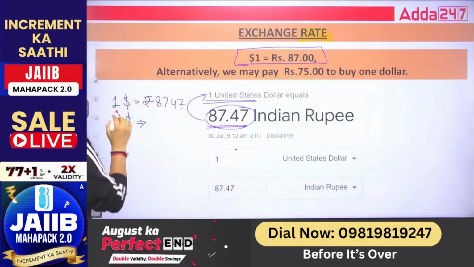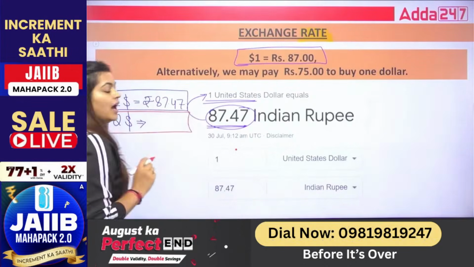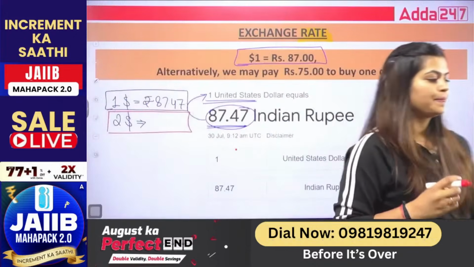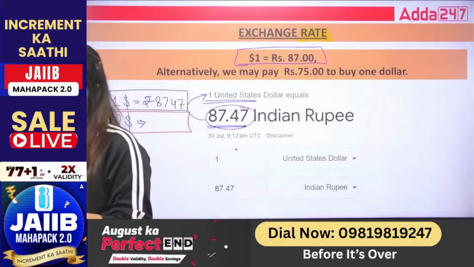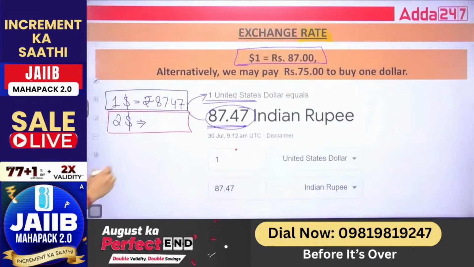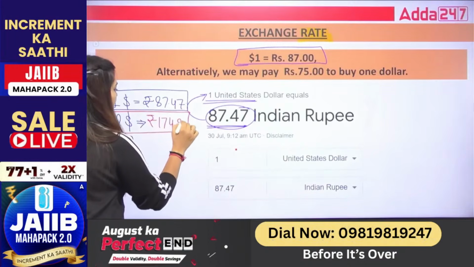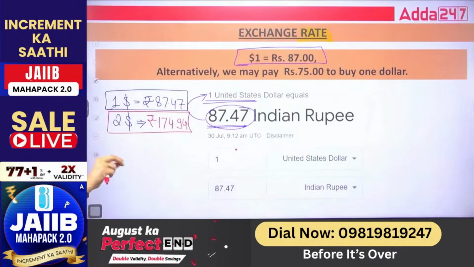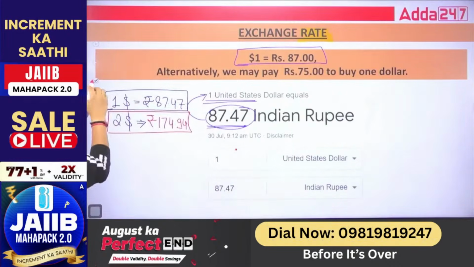Suppose I say I want $2. If $1 is equal to rupees 87.47, this is for your $1. So for $2, how much are we going to pay? Just multiply 87.47 by 2. That is rupees 174.94. So if I want to purchase $2, I need to pay 174.94.